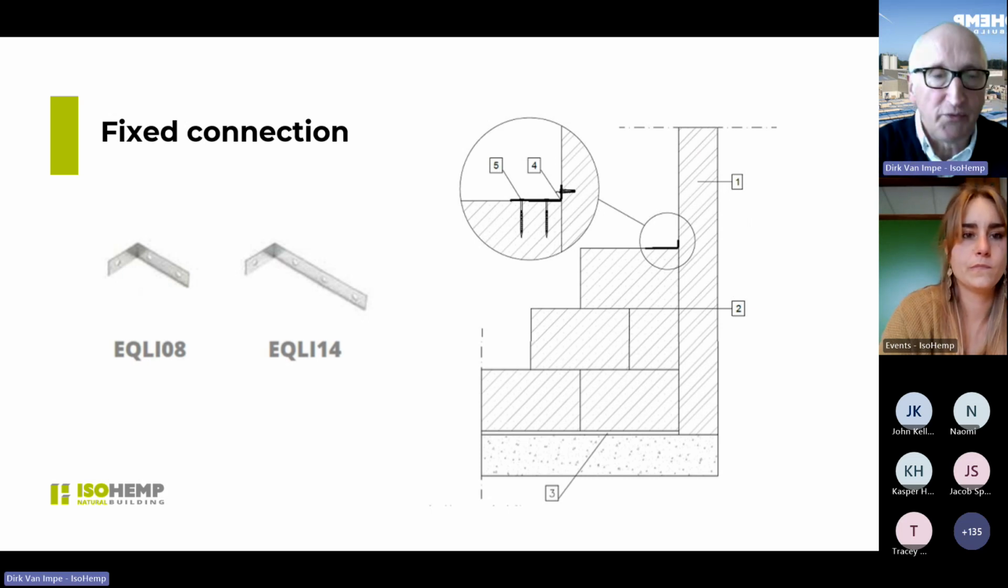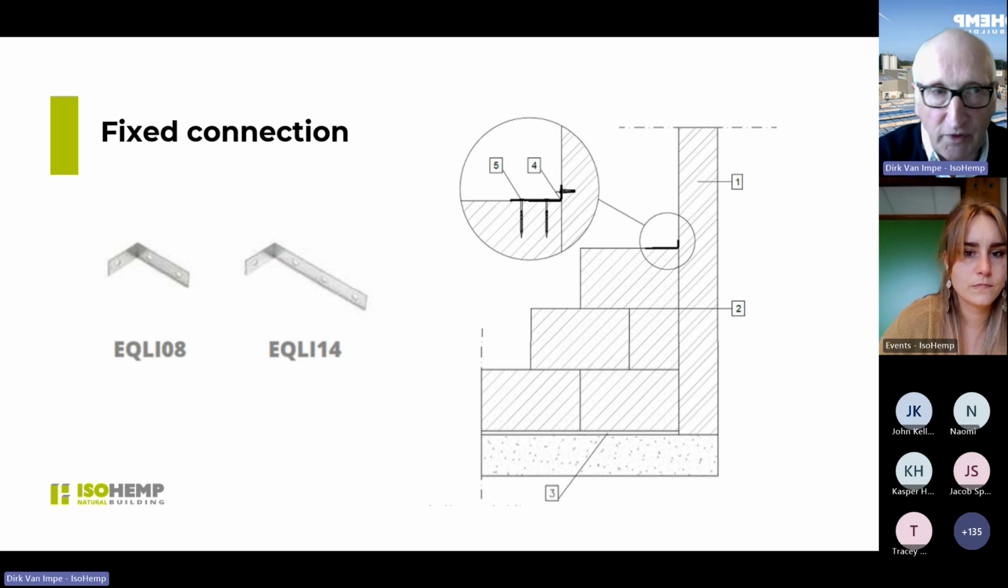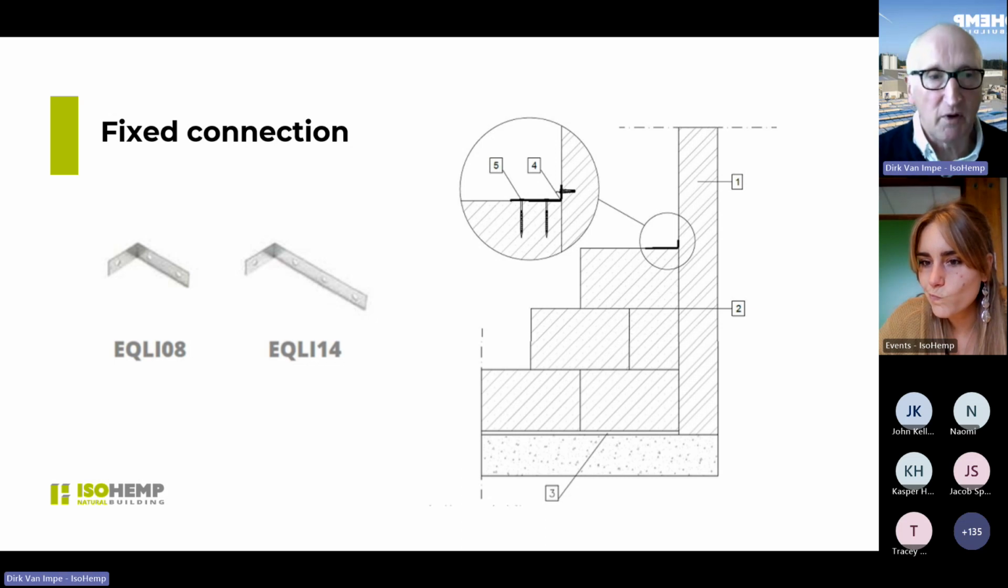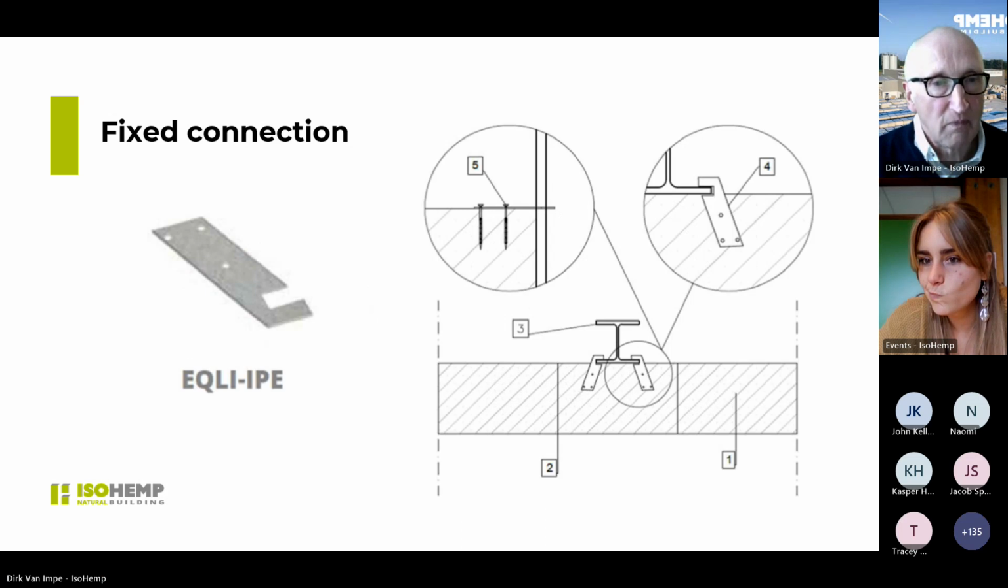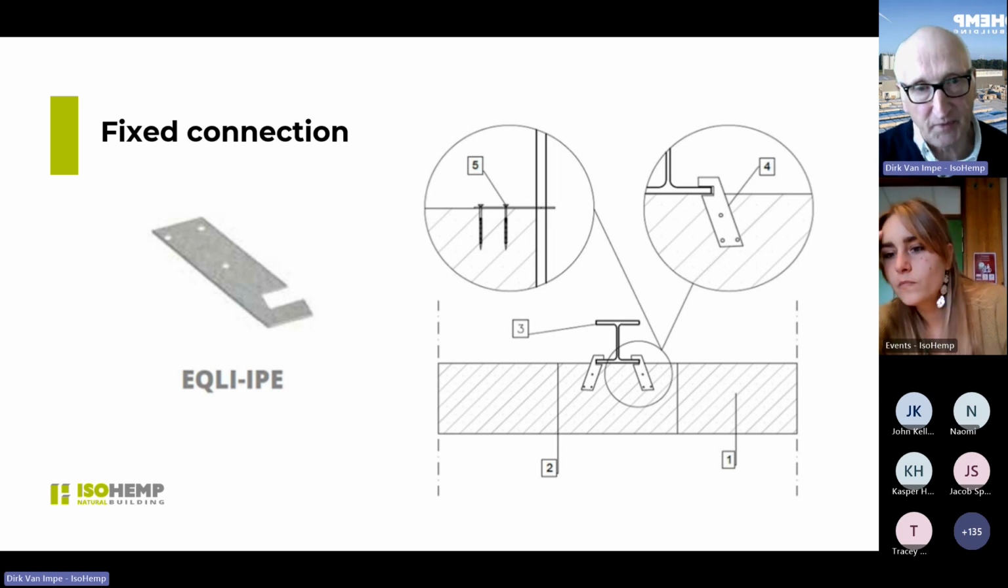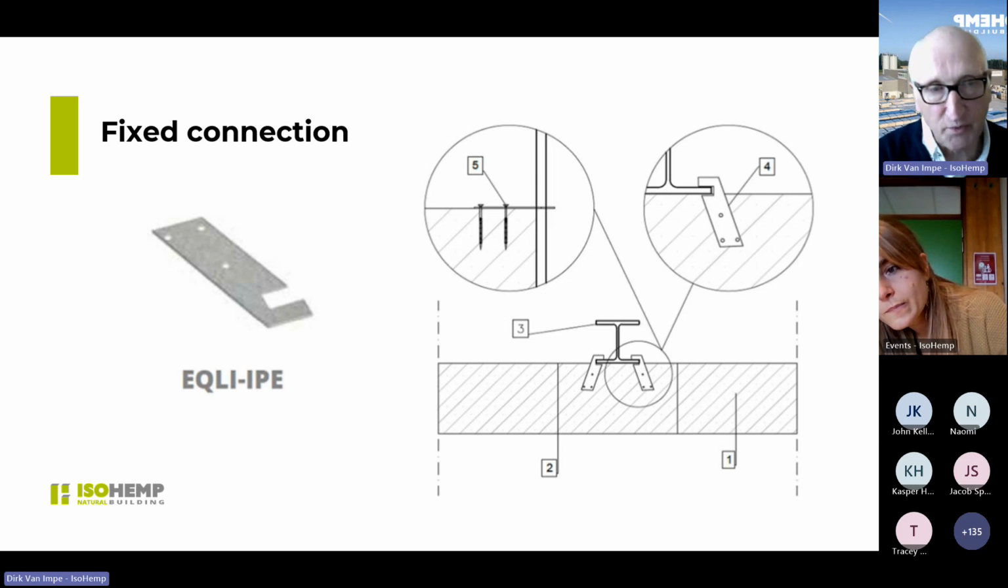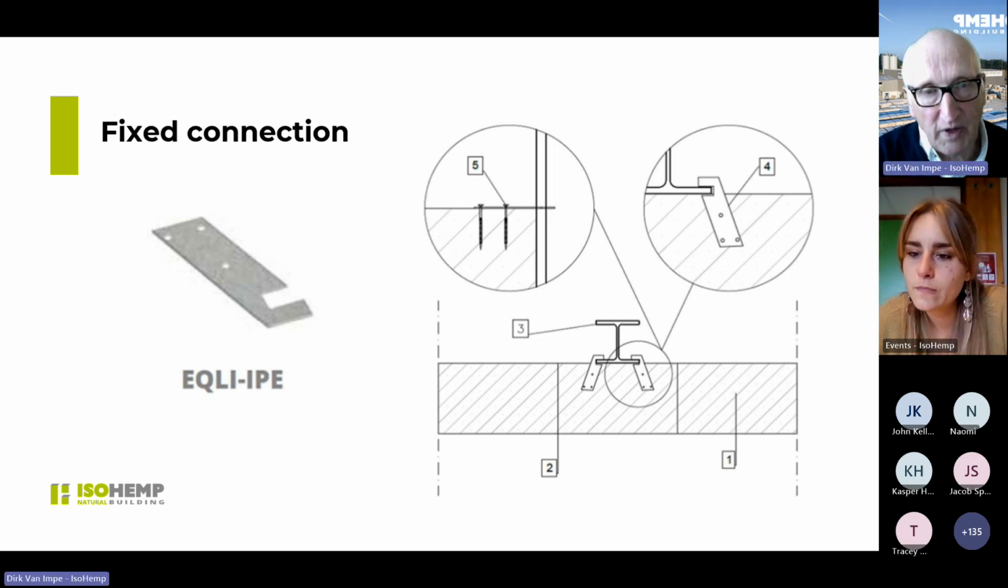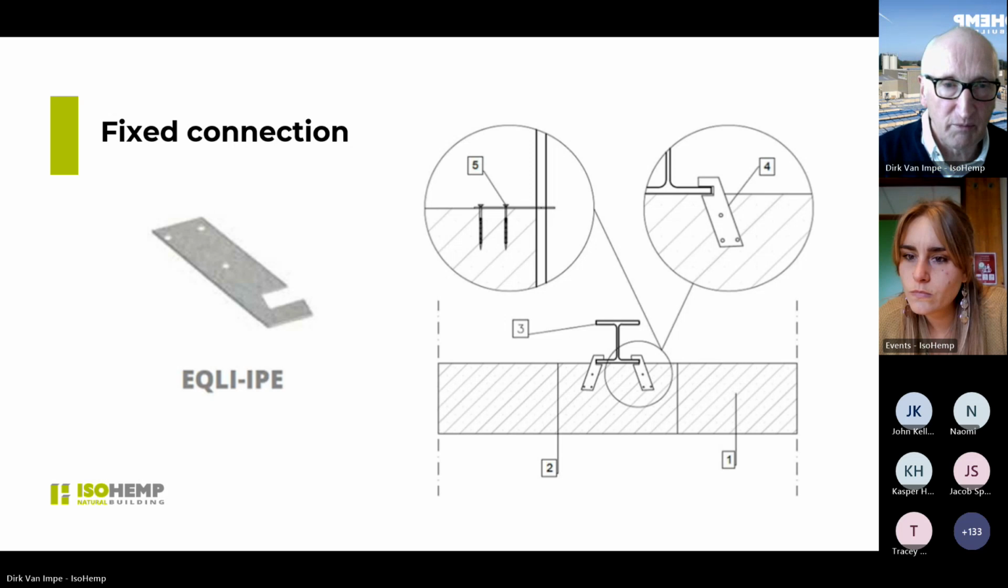If you need a fixed connection, and mostly you don't need dilatation, you can use our normal Ikili 08 or Ikili 14, just to make a fixed connection between the blocks and a wooden construction. We also have, if you use, for example, a metallic structure instead of a concrete structure or wooden structure, a metallic structure with the IPA system, then we have special connecting brackets, Achille IPA, just to make a good fixation between the block wall and your structure.